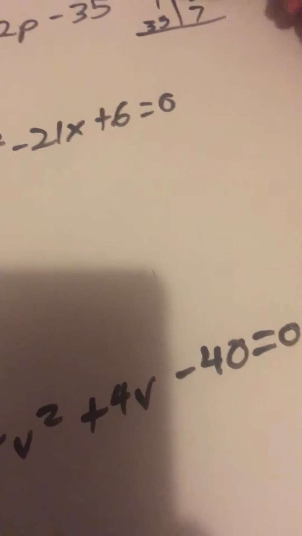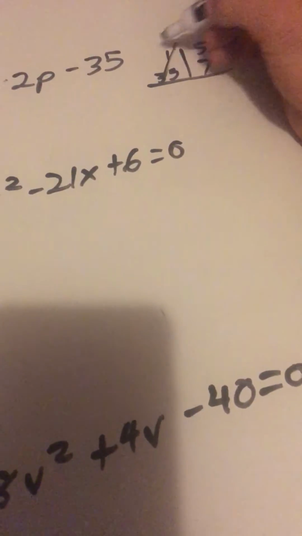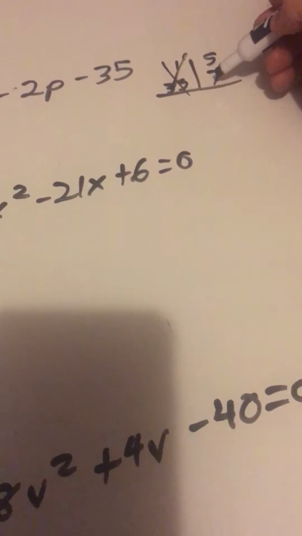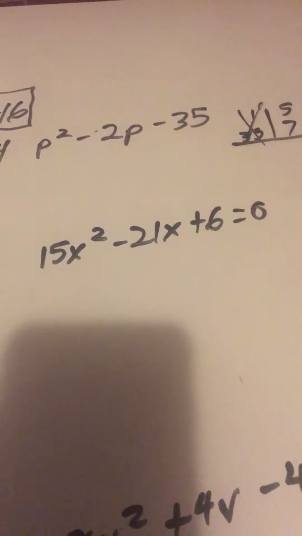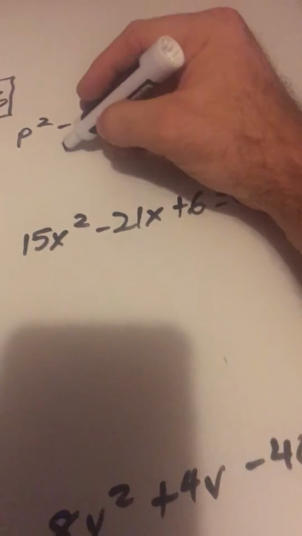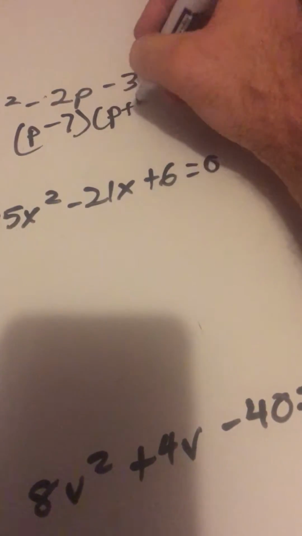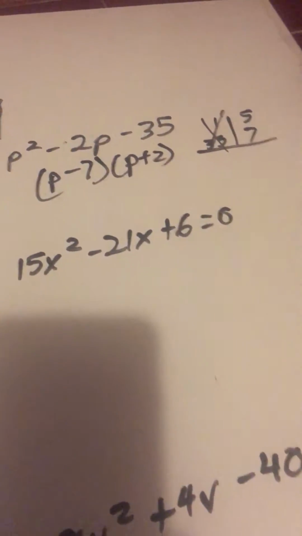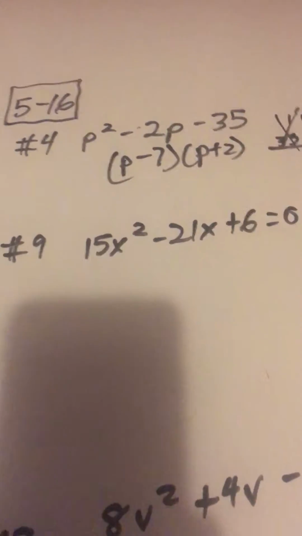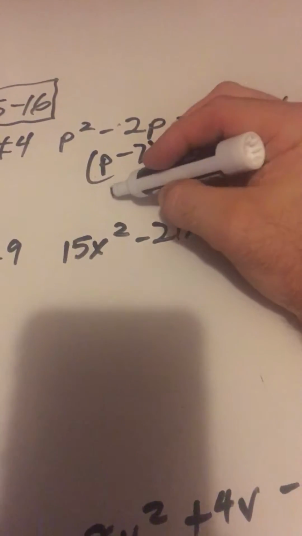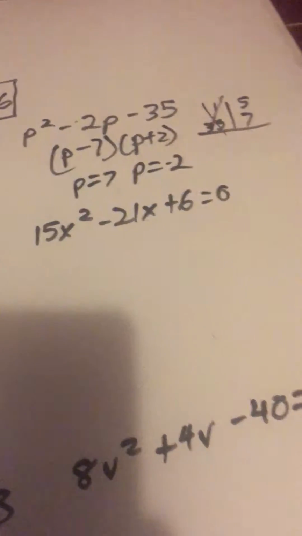Now, which one of these is going to get me to negative 2? That's not going to do it. Cross that out, so it's 5 and 7. So now, what are my factors? If I multiply, I get a negative 35. If I combine, I get a negative 2. Well, it's got to be p minus 7 and p plus 2. So I have p minus 7 and p plus 2. So my values are p is equal to 7 and p is equal to negative 2.